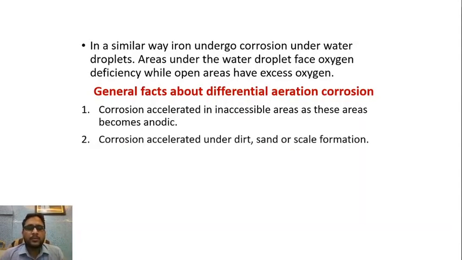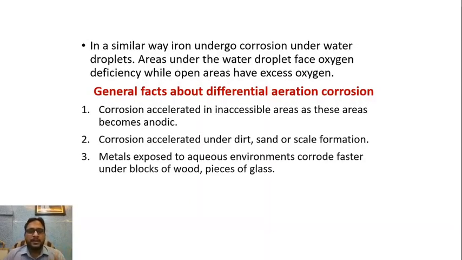Second point, the corrosion is accelerated under dirt, sand or scale formation, because whenever some dirt or sand is deposited or scale formation occurs on the surface of metal, then that portion again becomes inaccessible, and when it becomes inaccessible, it will act as anode due to poor supply of oxygen. So all these factors that make a region of metal surface inaccessible make it poorly aerated, and when it becomes poorly aerated, it starts releasing electrons, undergoing oxidation.